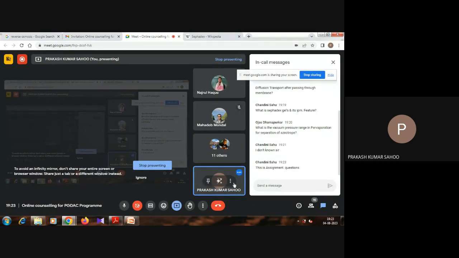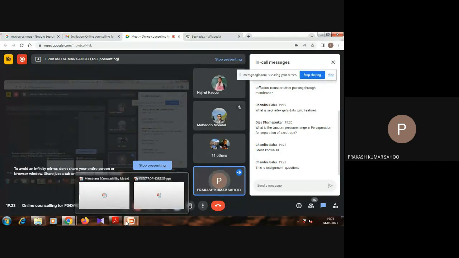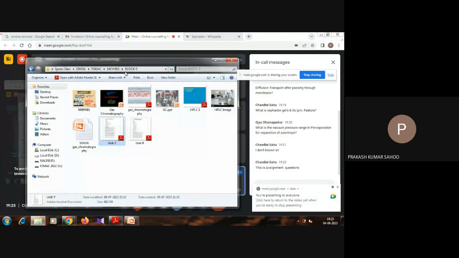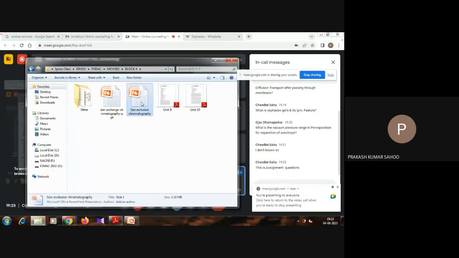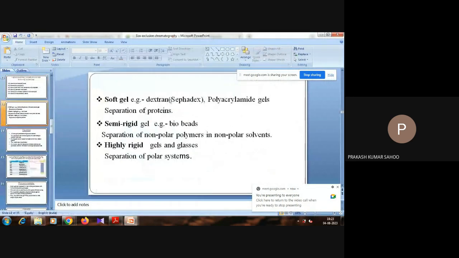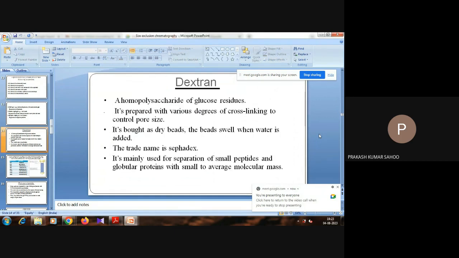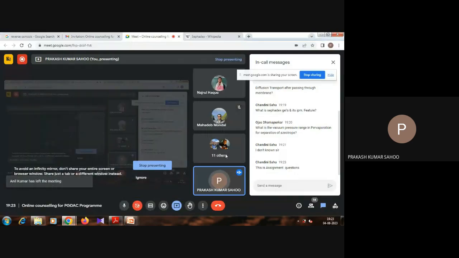Okay, this is an assignment question. But you will have this in block 4. In block 4, you have size exclusion chromatography. In that, you will have this dextran soft gel. Its trade name is Sephadex. Okay, then the next question will be, this is just a gel.